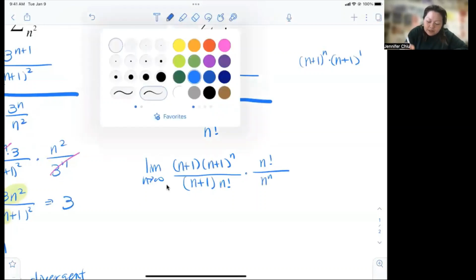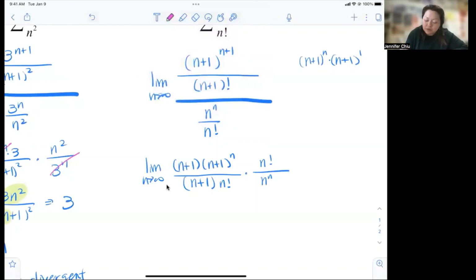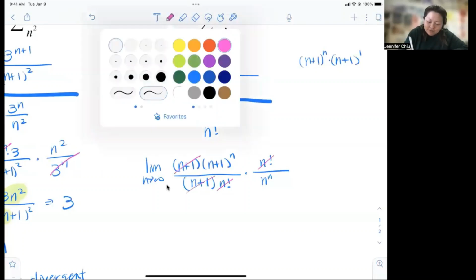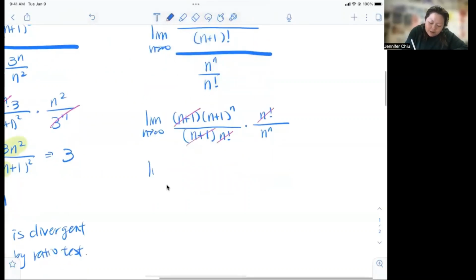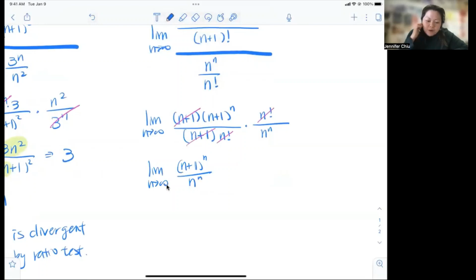Okay, all right, let's see. Many things clean up nicely in this one. n factorial over n factorial. n plus 1 over n plus 1. All right, so now I have this really cool thing of the limit as n approaches infinity of (n plus 1) to the n power over n to the n power, right? So now, what do you really have? If you were to clean this up a bit, they both have the same power. They're both to the power of n, right? So I can write this as (n plus 1 over n) to the n power.